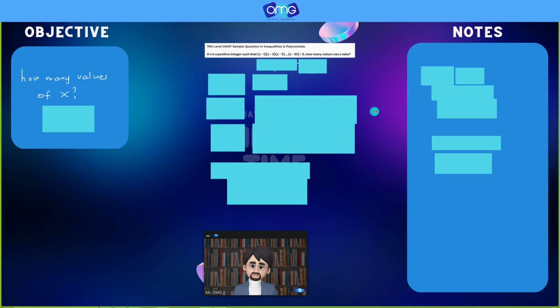If x is a positive integer such that (x minus 1) times (x minus 3) and so on is less than 0, how many values can x take? Look at this. This is the product of numbers where the result is less than 0. Less than 0 means negative, okay? Look at this. How many terms are in this? Let's say this is f. How many terms in the product: x minus 1 times x minus 3, and so on?